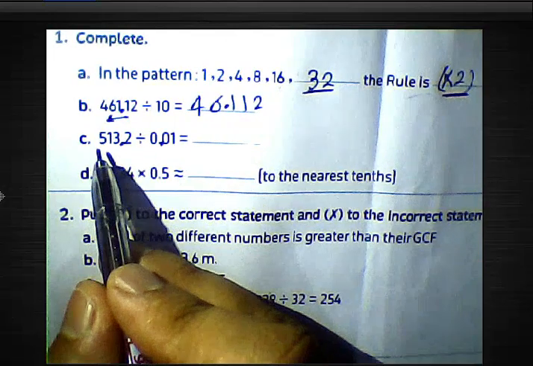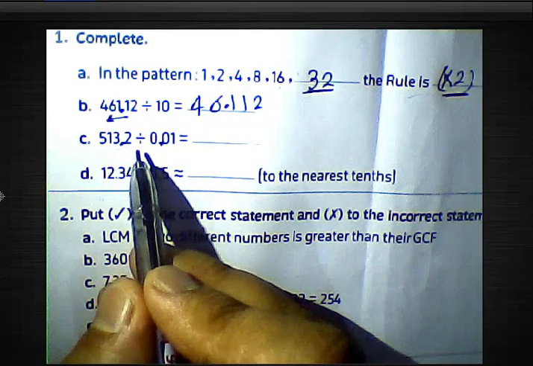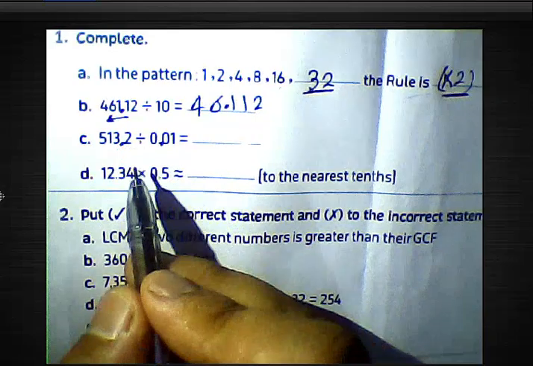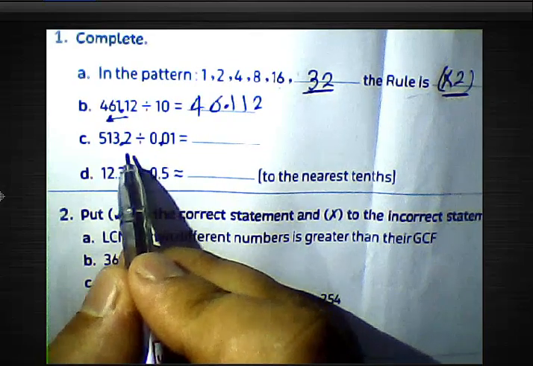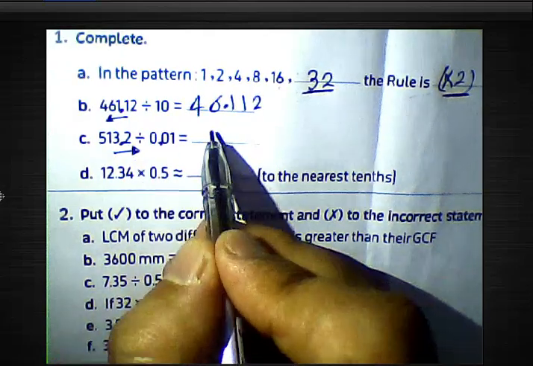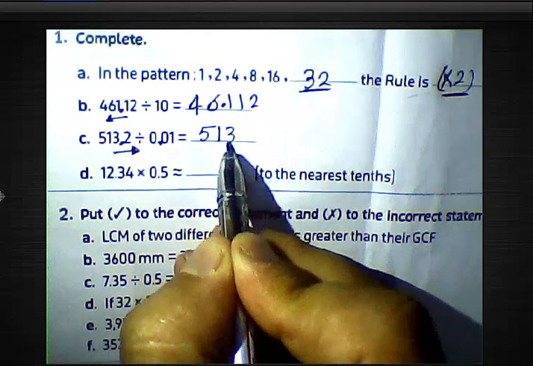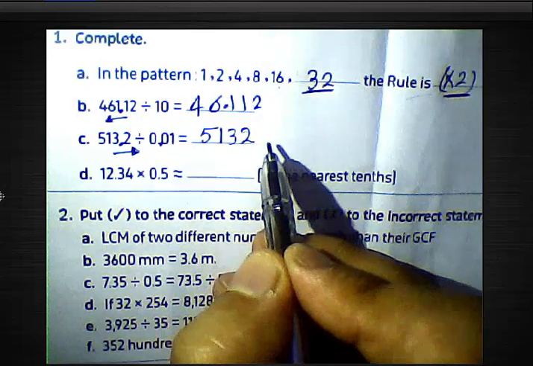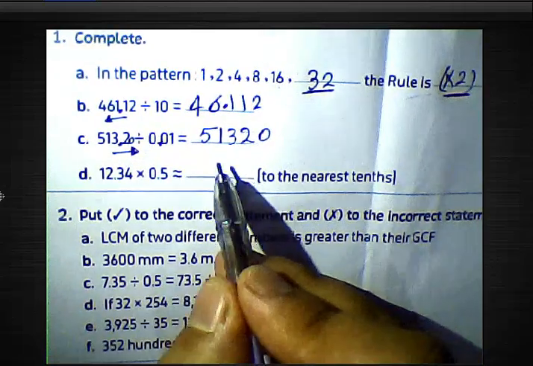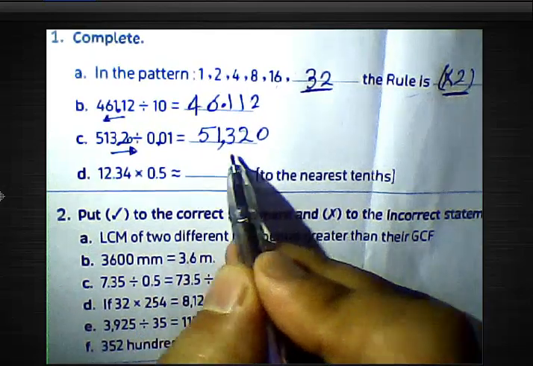Okay, letter C. 513.2 divided by 100? We must move the point from left hand side to right hand side by 2 digits. Then we must write 513 and 2 here and right behind it 0. The result will be 51,320.